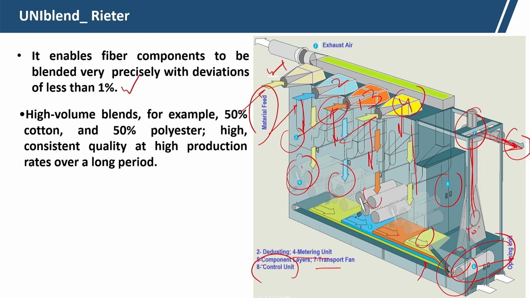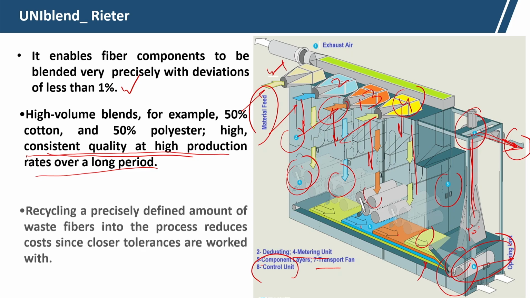Now, the advantage here is high volume blends, for example 50% cotton, 50% polyester, and high consistent quality at a high production rate over a long period. So, here we can have very intimate and consistent blending. There is very low blend variation, and that is achieved in this instrument.